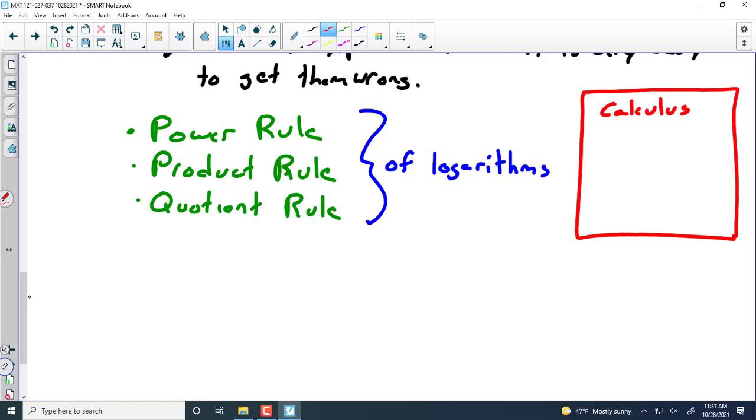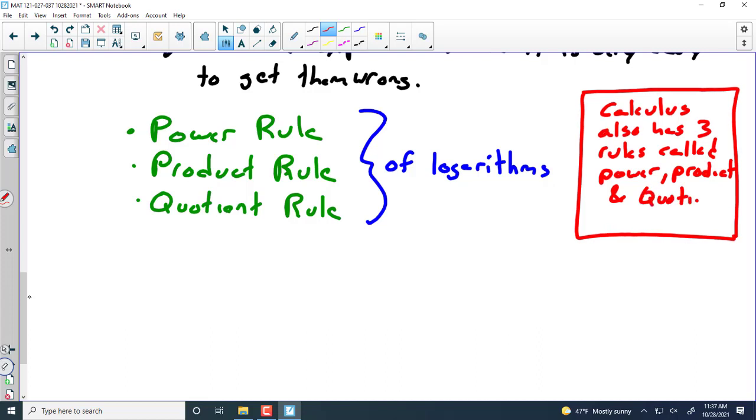Calculus, which of course we're not doing in here, also has 3 rules called power, product, and quotient. Now, we're not going to worry about them getting confused in this class, but if you're talking to a friend who's a calculus student and you tell them you're doing the power rule, the product rule, and the quotient rule, they might be doing them too, but they're doing them at different rules. So we are specifically doing the power rule, the product rule, and quotient rule of logarithms in our class. And that's all you have to worry about in this class.